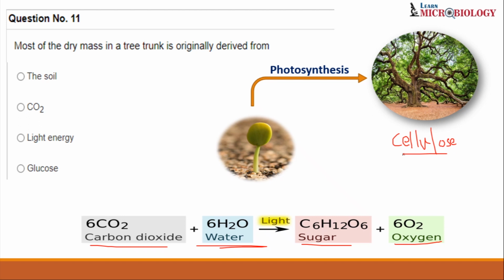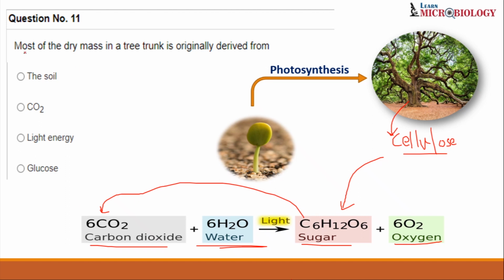Now, what is the cellulose made of? Cellulose is a polysaccharide made of glucose, right? So in the process of photosynthesis, the plant will produce glucose which will eventually form cellulose, correct? But where is glucose formed from? Glucose is carbon, right? So where does this carbon come from? It comes from the carbon dioxide. So in turn we can say this cellulose has formed from glucose which has formed from CO2.